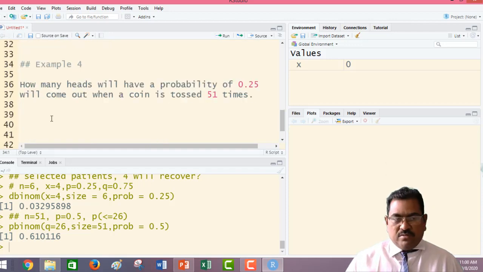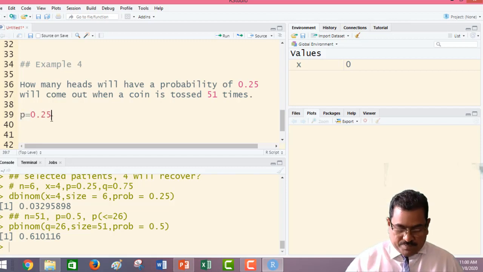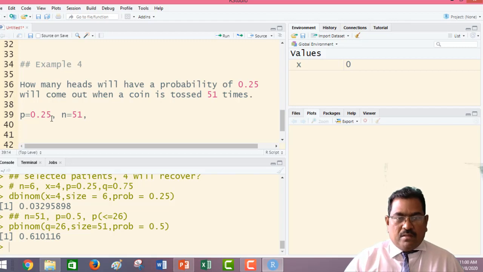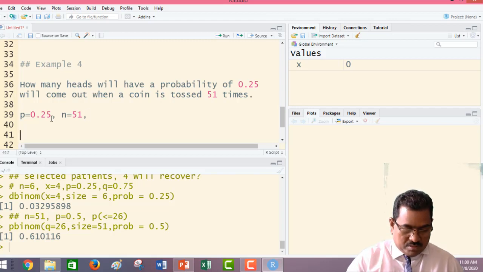Next, example 4. How many heads will have a probability of 0.25 when a coin is tossed 51 times? Here a probability is given, and the number of heads we need to find. The probability is 0.25, n equal to 51 times, and n is the size. Then use qbinom.